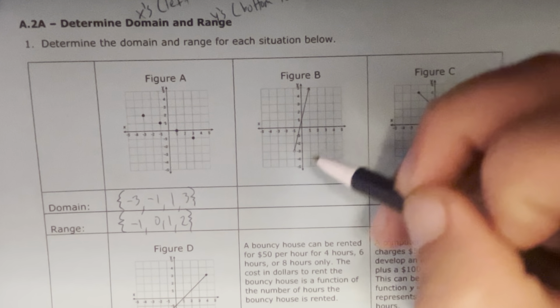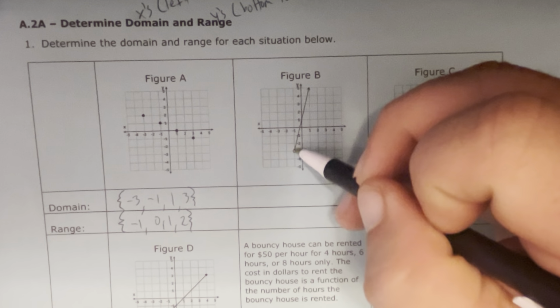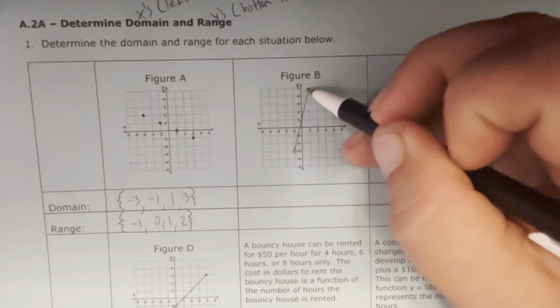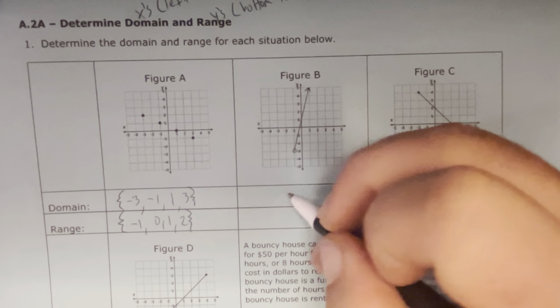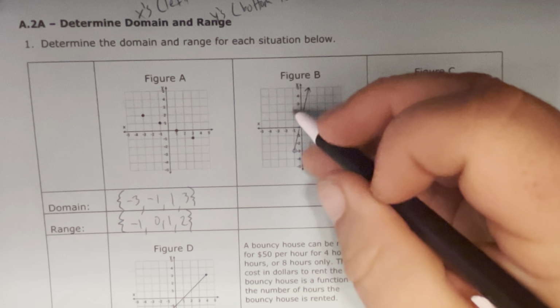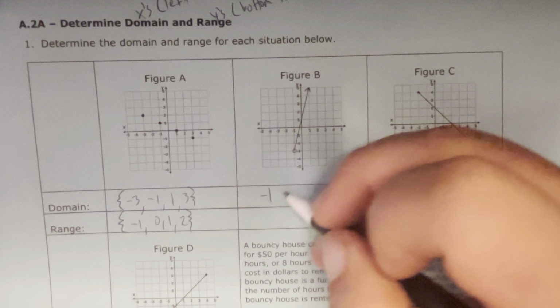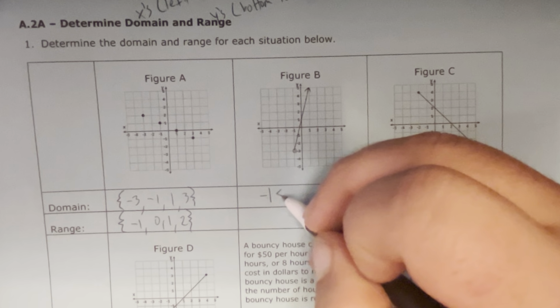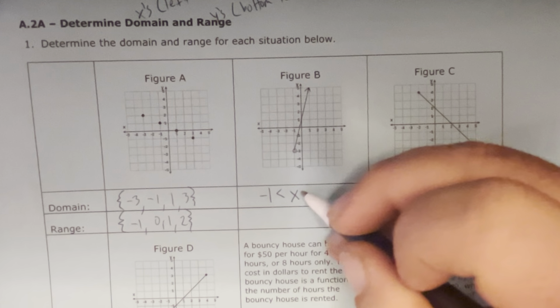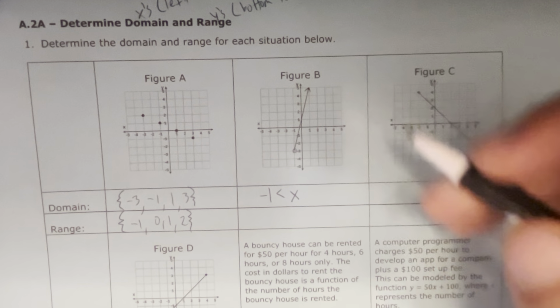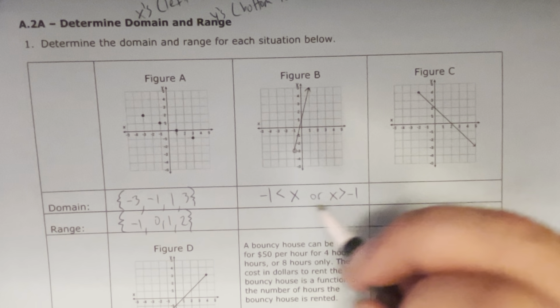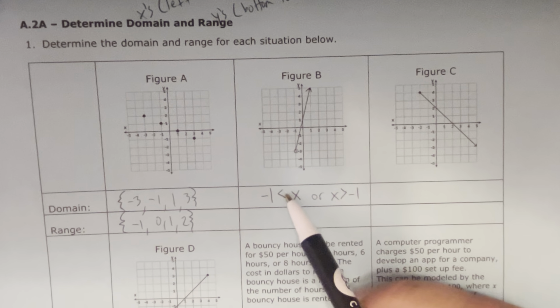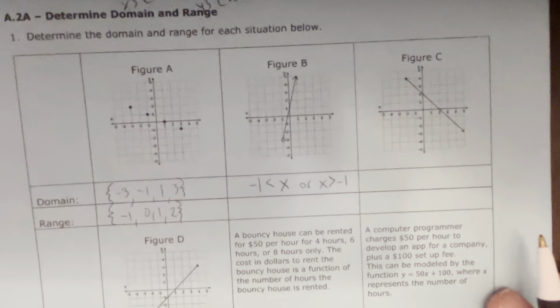For figure B, it has an open circle right here, and then it has an arrow on this side, which means it's going to keep going forever up and to the right. So for the domain, the furthest left it goes is -1, and then it's an open circle, so it's going to be less than x, and then I don't have to put anything on the right because it goes forever. So you can write it like this, or you could write x is greater than -1. Both of these are correct. The open end is going to be on the x side.